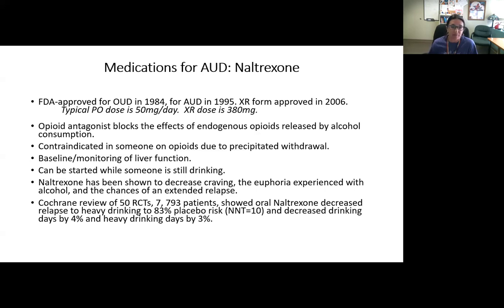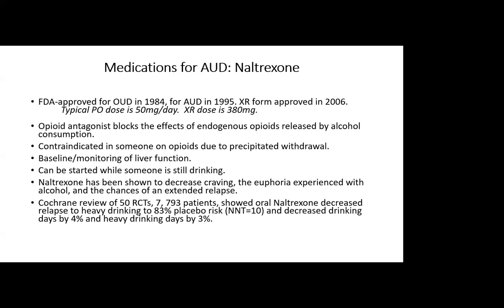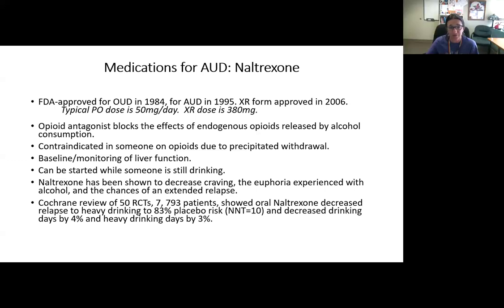For naltrexone, we just want a baseline, but we wouldn't hold this from someone if we didn't have baseline liver function tests. We want to get those as soon as we can and then monitor them. It can be started while someone is still drinking, but is found to be most effective once they've been off the alcohol. But we'll usually prescribe it at the same time as we're getting someone off of alcohol to make sure they have it at hand. And it's been shown to decrease that euphoria experience with alcohol.